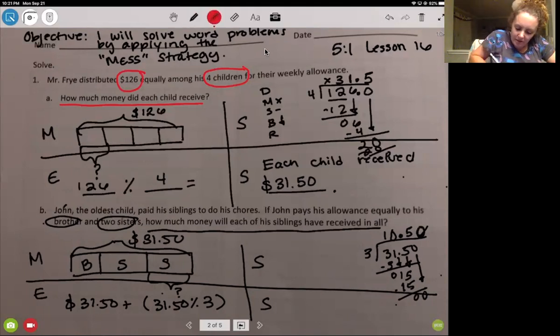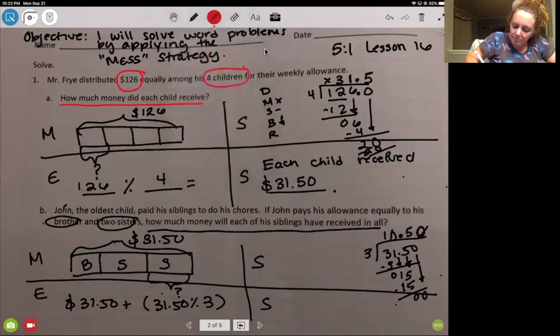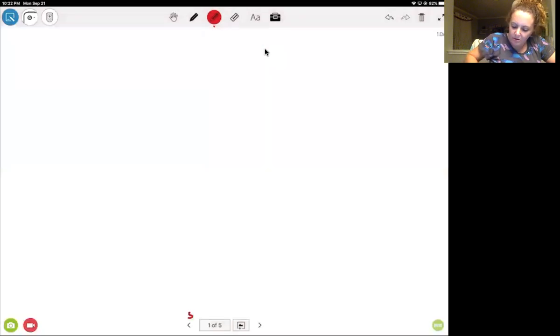So this is equal to $10.50. Oops. Sorry about that.